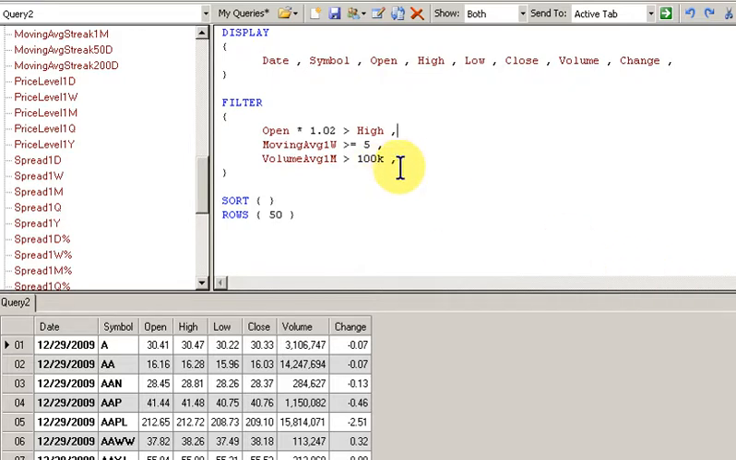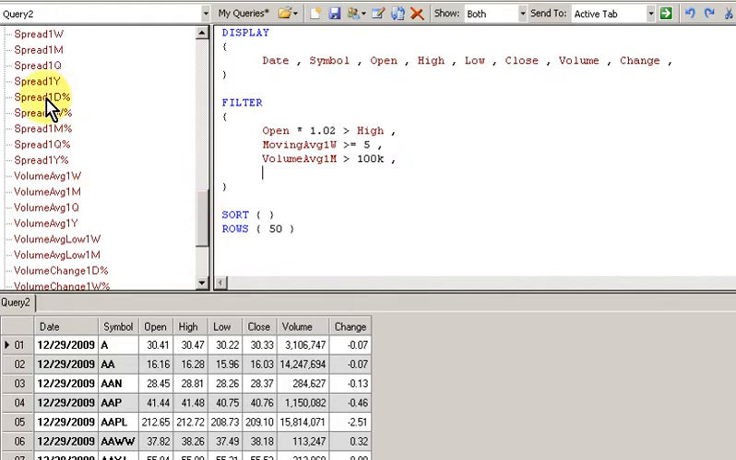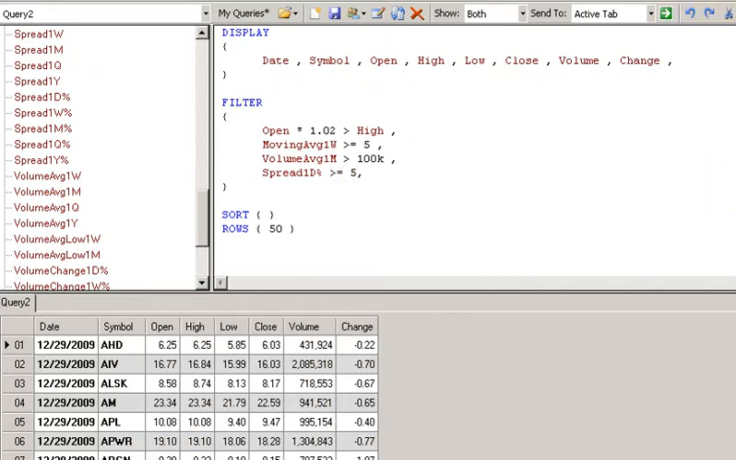So why don't we go ahead and add some spread to this. There's two ways to handle this. We can handle it in the filter section, or we can handle it in the sort section. I'll do both. Where the spread is greater than or equal to 5. So this time we handled it in the filter section. I'll include it for display as well, since we can't see it.